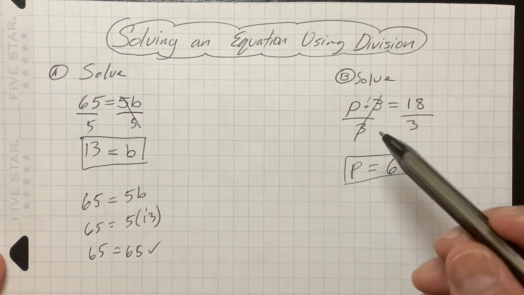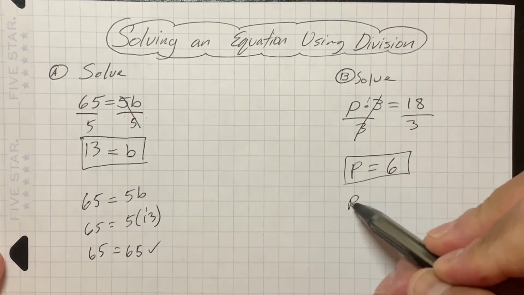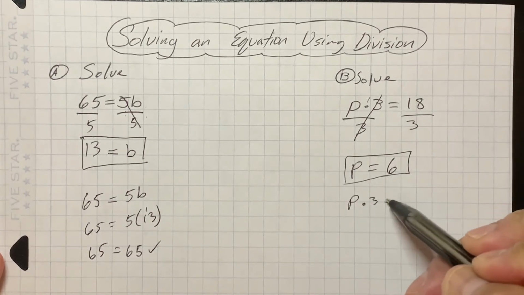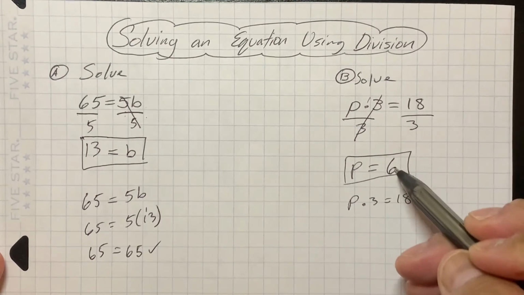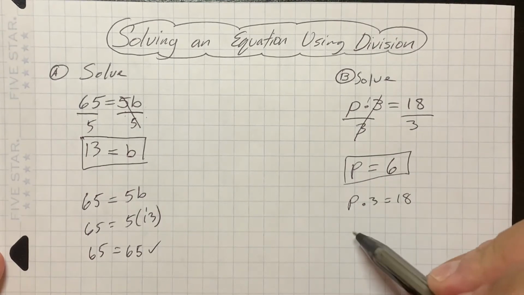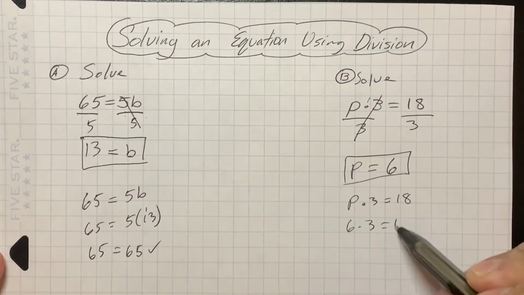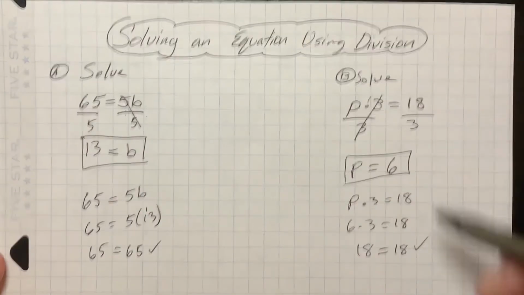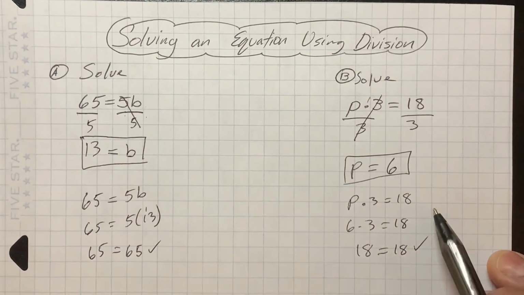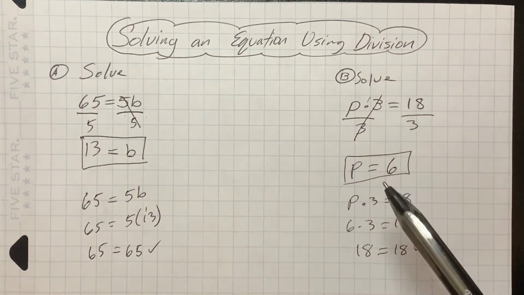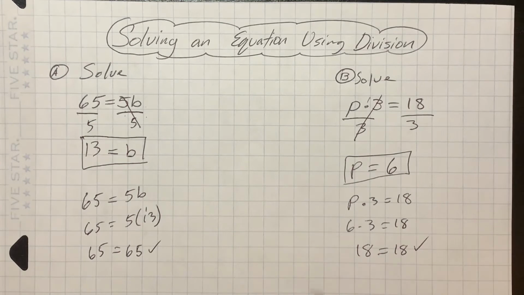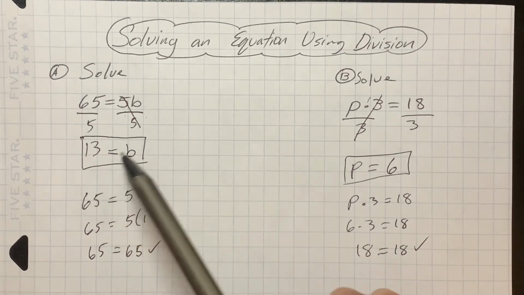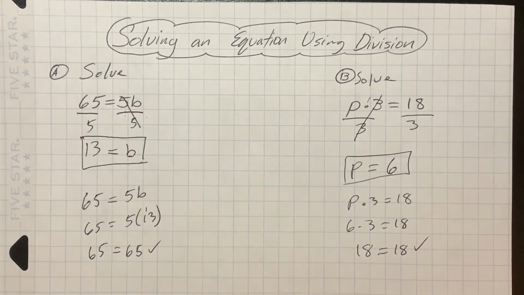And what we're going to have to do is check. We rewrite the equation, p times 3 equals 18, and then substitute 6 for p. So 6 times 3, and 6 times 3 does equal 18, and 18 is equivalent to 18, so that checks, and that makes that equation true. So p equals 6 is a solution of the equation. For the other side, 13 equals b is a solution for that equation.